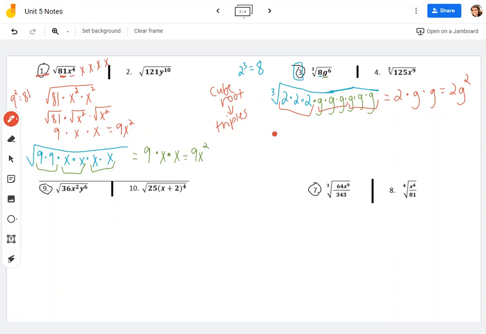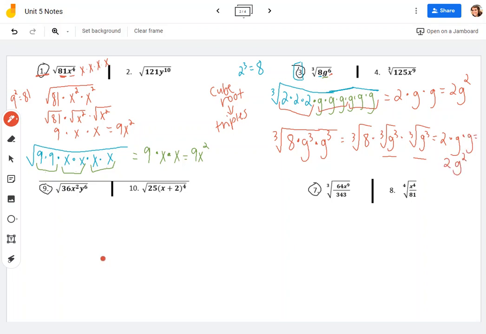And again, just another way you can look at that, you could instead split it up to be the cube root of 8 times g cubed and g cubed, because 3 plus 3 makes that 6 that we had. And so then if we break up each piece, well, then we see where those answers we just got come from. The cube root of 8 is 2, the cube root of g cubed is g, and the cube root of g cubed is also g. So again, we get 2g squared.